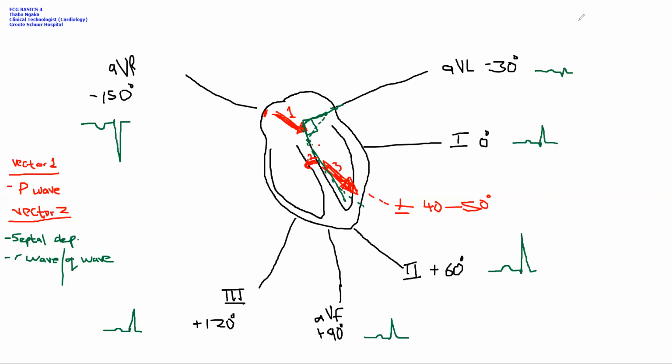And then the fourth vector is your ventricular repolarization. And according to literature, it's also in the same direction as your vector 3. So let's just add: vector 3 is your R wave. And then vector 4 responds with your T wave, which is ventricular repolarization.